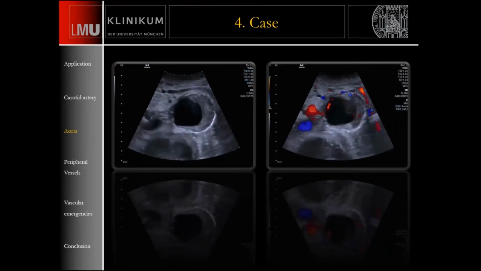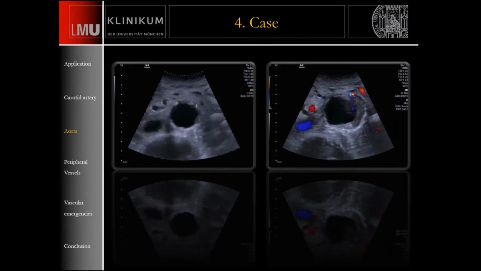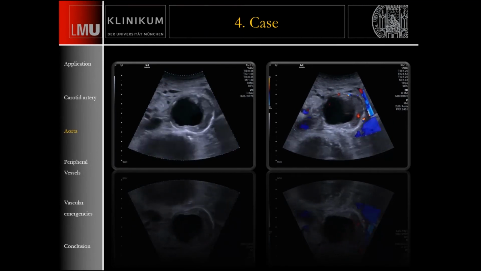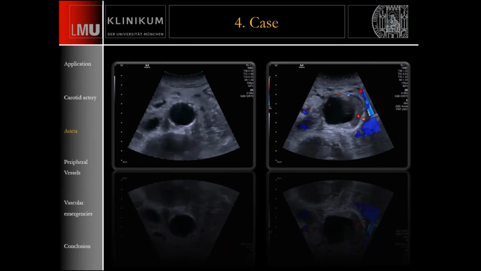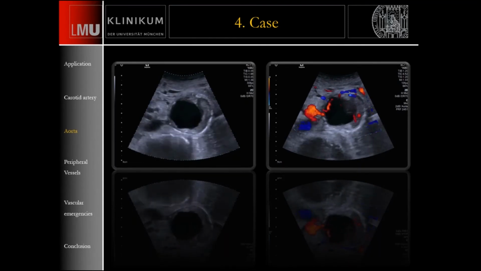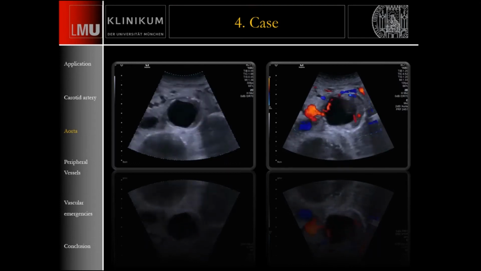So starting with the grayscale, looking at the Doppler, we see this aneurysm. This aneurysm has some tiny calcification at the wall. The question is, why could we not see the complete Doppler enhancement inside? Is the flow so low or is there no flow?